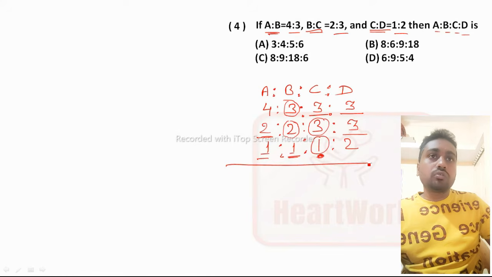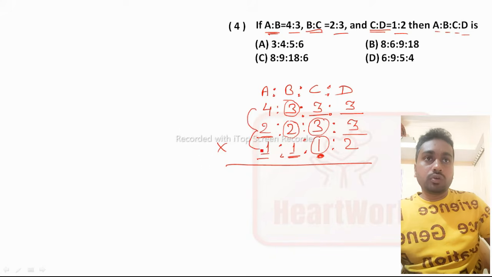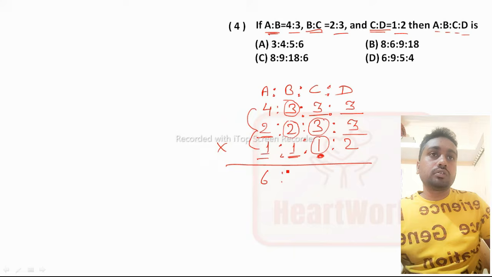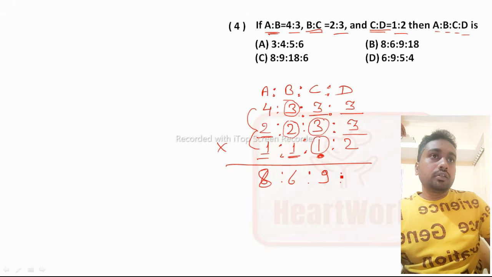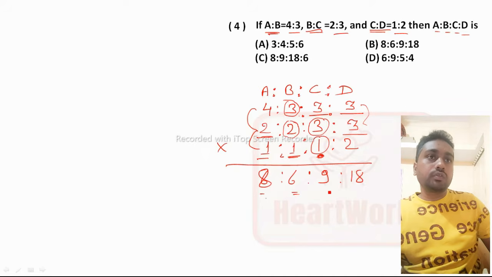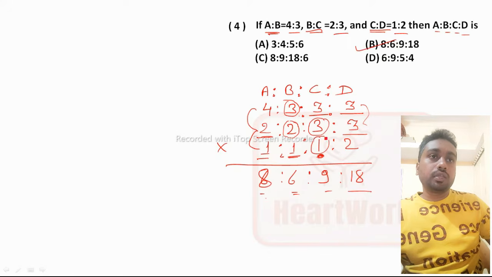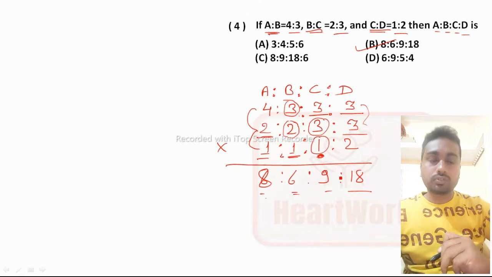After that, you have to multiply all the numbers. For A, it is 4 into 2 into 1, that is 8. Then 3 into 2 into 1, that is 6. Then 3 into 3 into 1, 9, and 3 into 3 into 2, that is 18. So the ratio is 8:6:9:18. It's matching with option B, so option B is the right answer. Like that you have to solve this question.